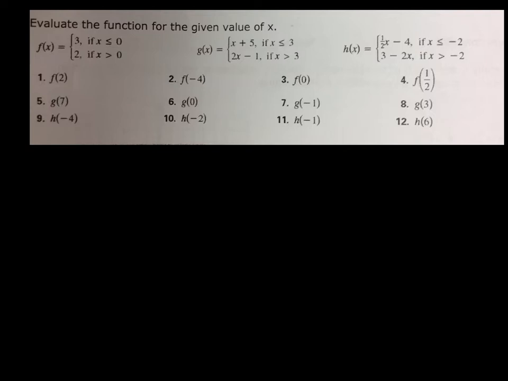So what it says now is I'm going to evaluate the function for the given value of x. And you can see I have 3 functions here. I have an f of x that's 2 pieces, I have a g of x that's 2 pieces, and I have an h of x that's 2 pieces. So I'm just going to look at number 1 to start. Number 1 says to evaluate f of 2.